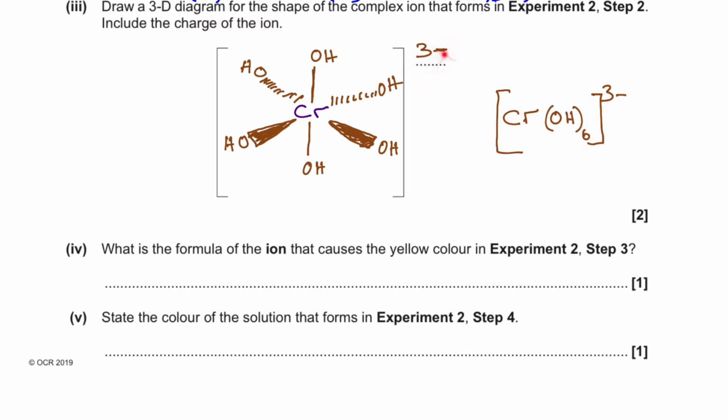So that'll be 3 minus there, because chromium is 3 plus. Each one of these is minus 1. 3 plus, we cancel 3 minuses, you're left with 3 minus. That's why it's 3 minus.